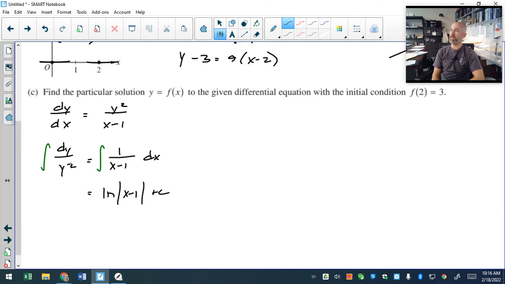Left side, what about dy over y squared? Yeah, it's -1 over y. That's y to the -2. And the antiderivative would be y to the -1 over -1, which is the same as -1 over y. Cool. Do you want to solve for y or do you want to solve for x? Y?